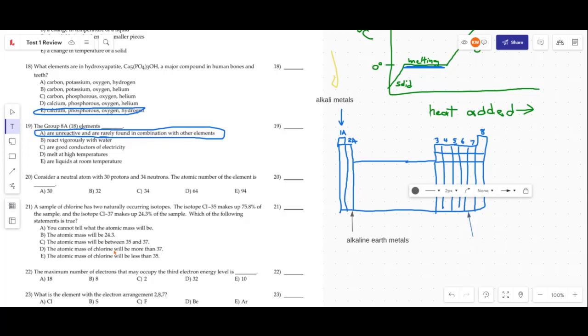You can die from breathing in chlorine gas. They tell you don't mix ammonia and bleach because it produces chlorine gas, and if you breathe that in, you will actually die. It will oxidize your lungs. So halogens are very reactive in their elemental state.